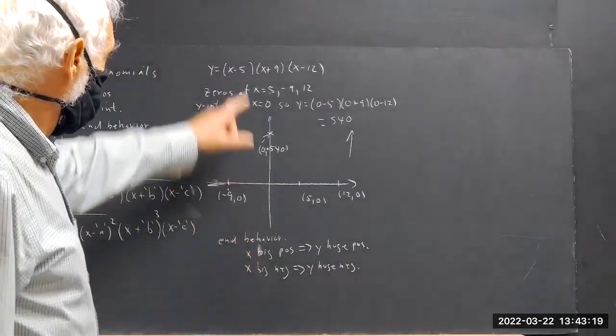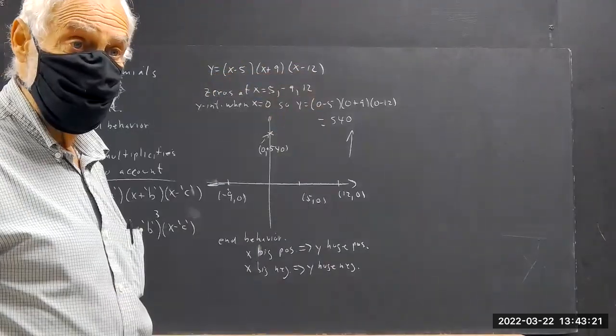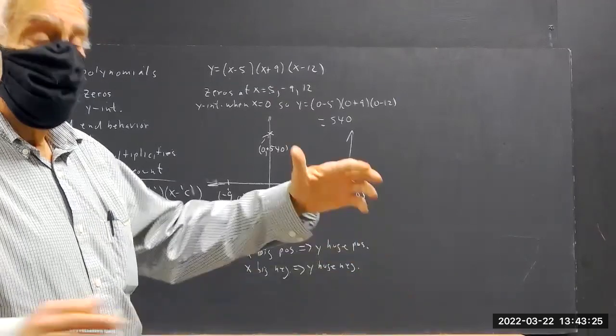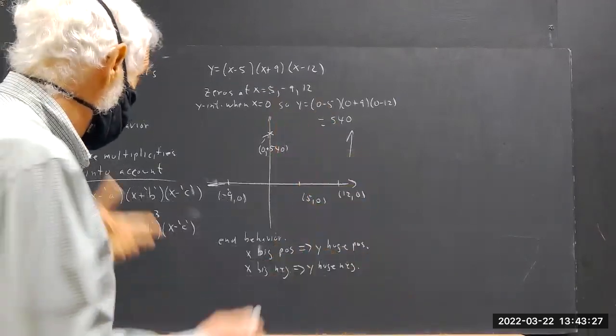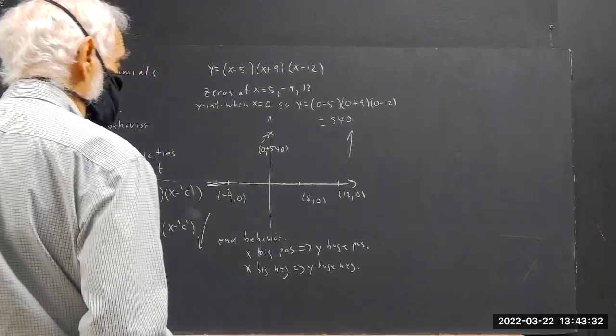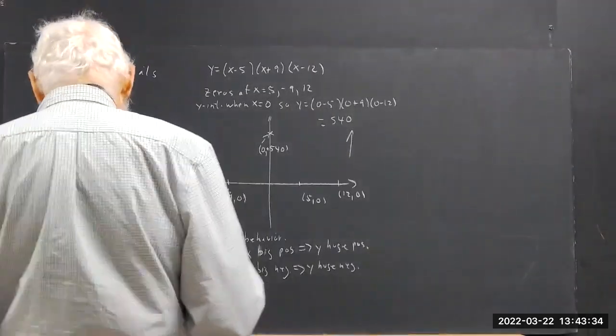If x is a big negative, all three of these are negative. You multiply three negatives, you get a negative. You multiply three big numbers, you get a huge number, so you get a huge negative number. It goes down like this. And now it's easy to draw the graph.